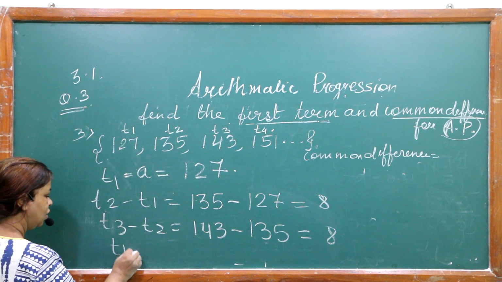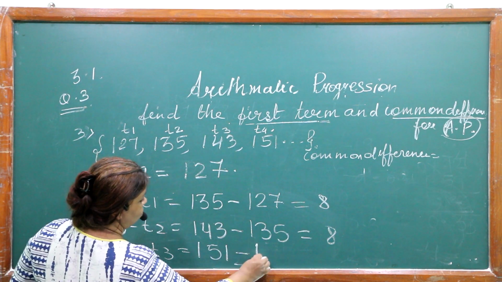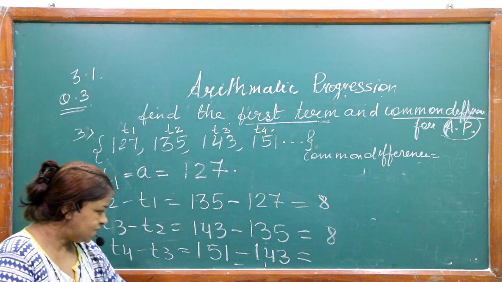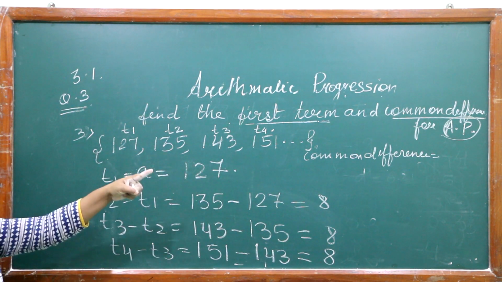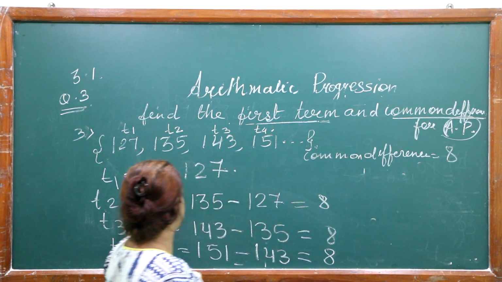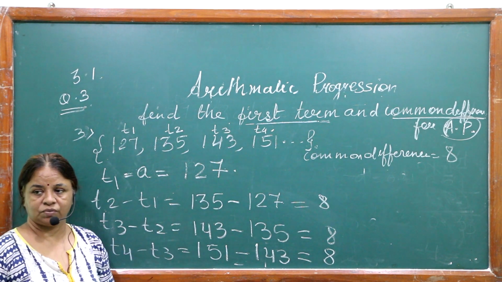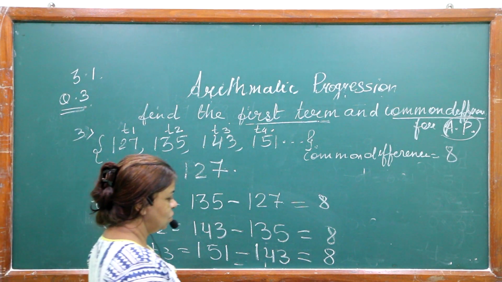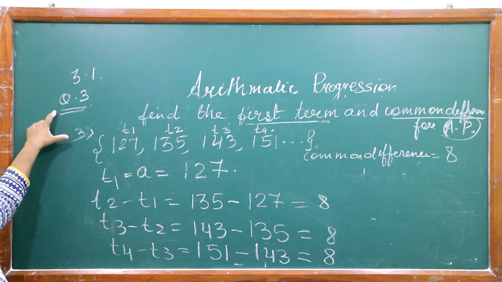Then T4 minus T3, 151 minus 143. That will be 8. So the common difference which we got is 8 here. And the term A, or the first term, is 127. Now we go for the next question, that is the next sub question of the third sum, question number 3, the fourth sum.